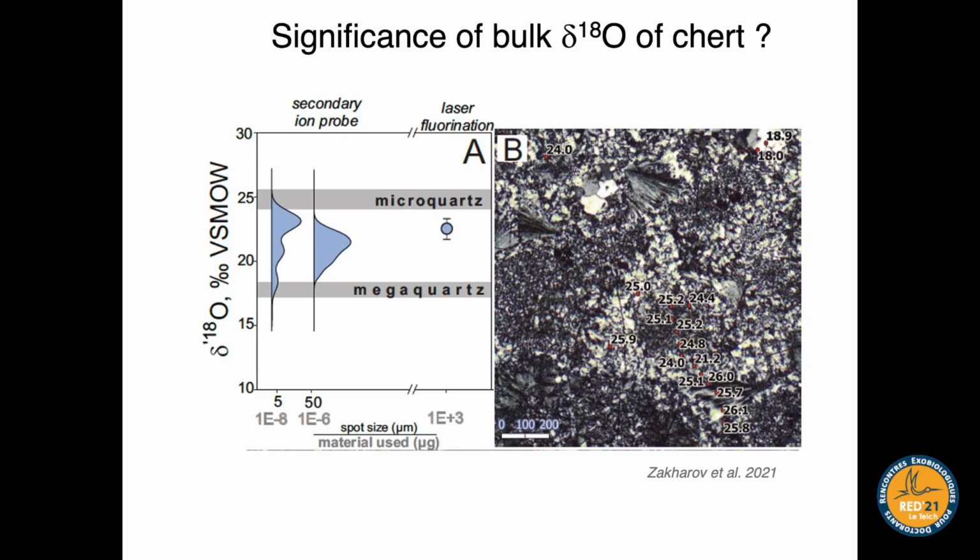Here you have the oxygen isotope composition measured by different techniques. And you can see that the smaller the scale we look at, so the less material used, the larger the range of variation. And when we measure only at the rock scale, what is called the bulk scale, by laser fluorination, you have a very homogeneous value, but that is reflecting most likely the proportion of microquartz and megaquartz in these rocks.